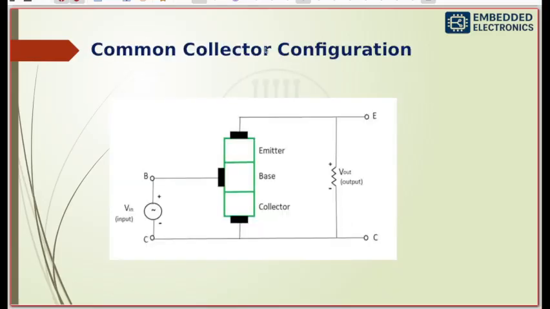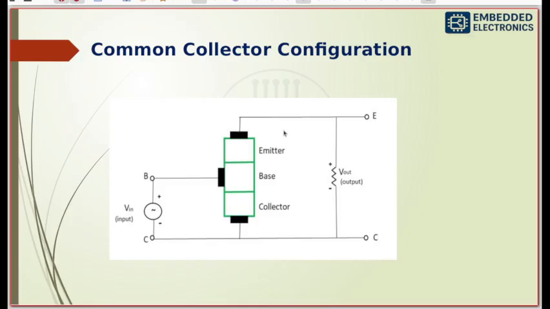Next is the common collector configuration. In the common collector, the collector of the transistor is grounded. The base serves as the input and the emitter is the output. There is no voltage gain, but a significant current gain is achieved with the CC setup. It serves mostly as a buffer.